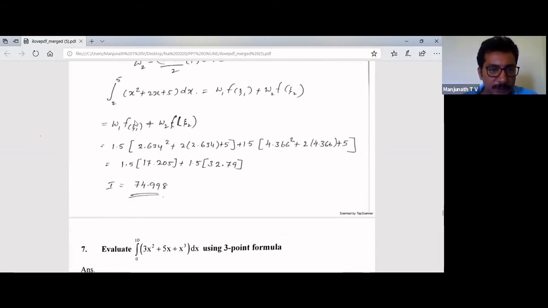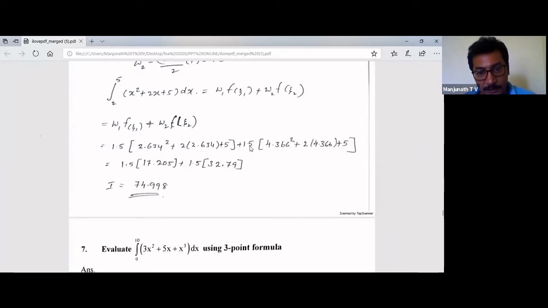So w1 we already have, zeta 1 also we have. For the function, consider f of zeta 1: in place of x we have to consider zeta 1 for one sampling point. For the second sampling point we need to consider zeta 2 in place of x. Then w1 is 1.5, and the function is x square plus 2x plus 5, so in place of x we consider zeta 1 for the first sampling point. The first sampling point value we have got is 2.634, so it becomes 2.634 square plus 2 into zeta 1, that is 2.634, plus 5.